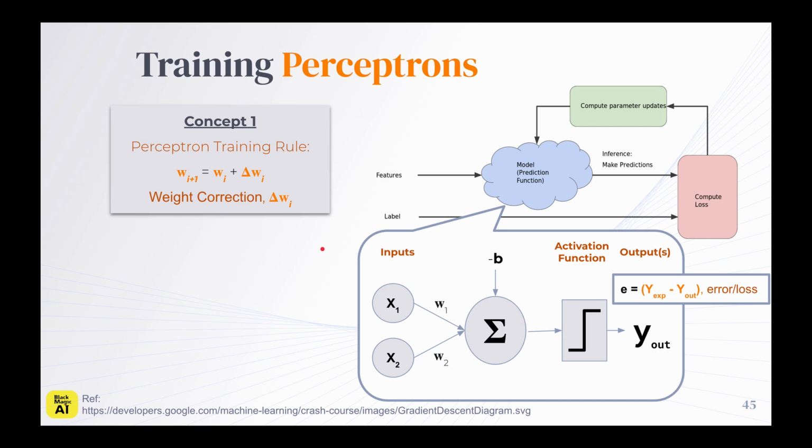So that brings us to our concept 1, the Perceptron training rule. What we just described is that we're going to make small adjustments to these weights.